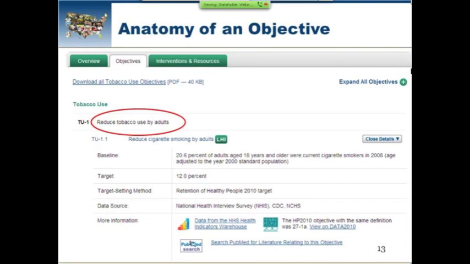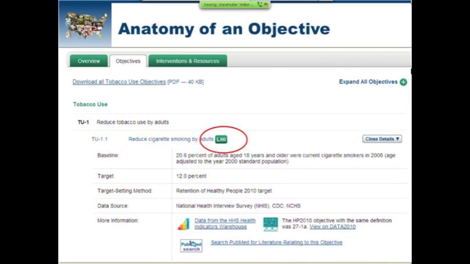There is overall language for each objective which articulates the desired action. For example, for TU-1, the objective is to reduce tobacco use by adults. Next slide, please. Some objectives are tracked for specific areas, populations, products, or locations. For example, for TU-1, one of its specific objectives is TU-1.1, reduce cigarette smoking by adults.